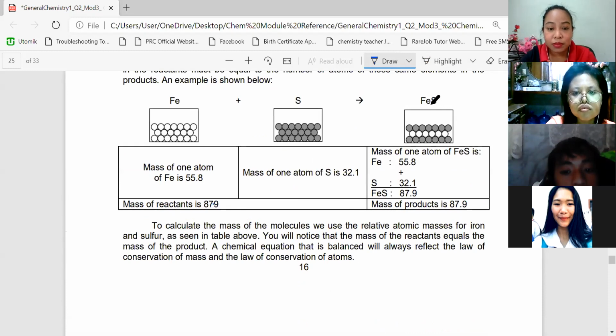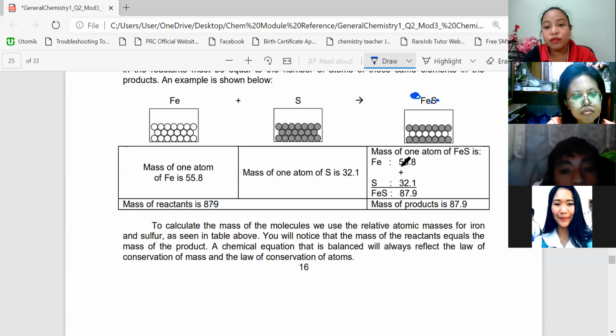Isa lang, wala siyang subscript, wala ring subscript si iron. So, it's automatically 1. And wala po siyang coefficient dito sa side. So, it's automatically 1 because we do not write 1. So, 1 lang siya. Wala tayong imu-multiply dito. 1 iron plus 1 sulfur. Wala ring coefficient dito, so isa lang yung sulfur.